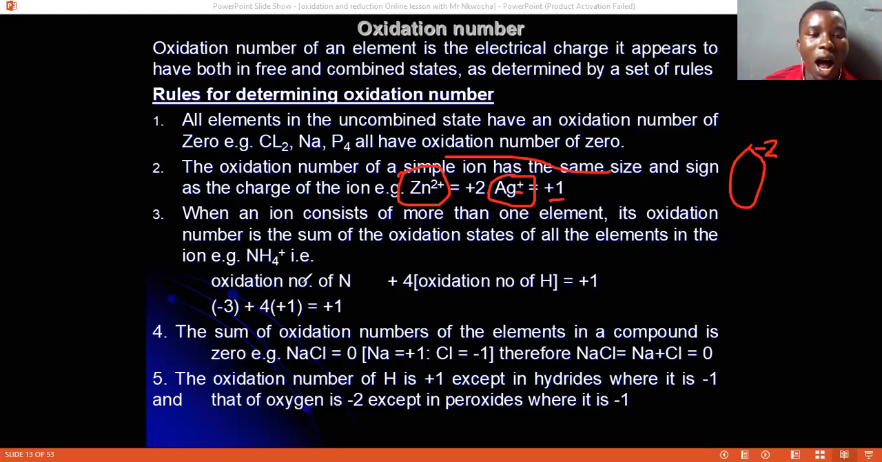I want you to explain to me which side you are confused. If an element is losing an electron, does it mean the oxidation number is increased? Absolutely beautiful. That's very correct.